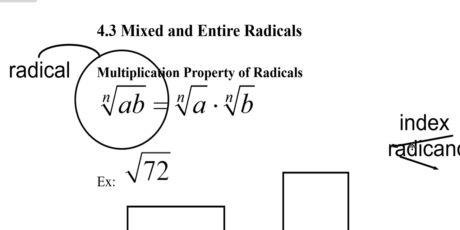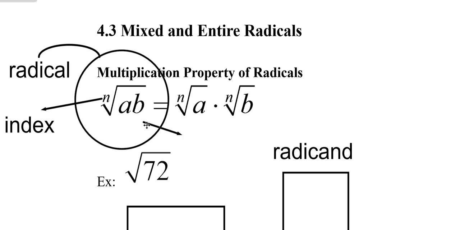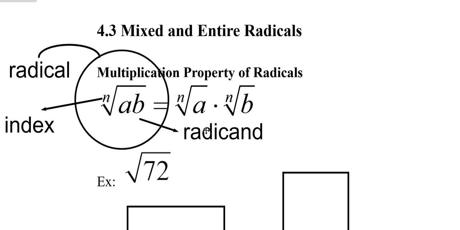The little n, this piece right here, is called an index. It tells you whether you're taking a square root, a fourth root, a fifth root, a sixth root, whatever the number might be. It's what type of root you are taking. Everything underneath your square root sign is called a radicand. So if you come across those terms, you now know what they mean.